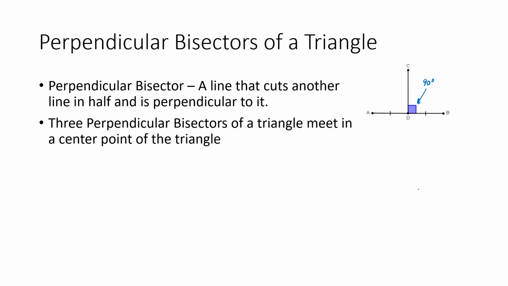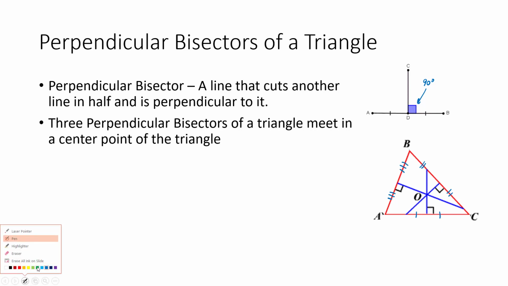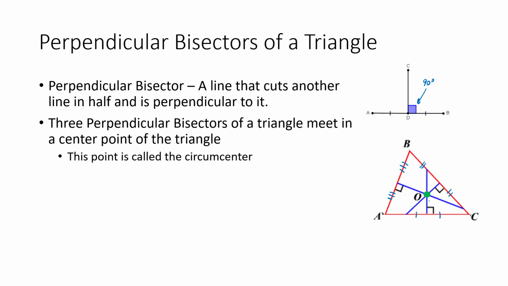And what's interesting is if we take the 3 perpendicular bisectors of a triangle, one for each of the 3 sides, they will meet at a center point of the triangle. So here we have triangle ABC. If we put in the perpendicular bisectors, notice we cut the bottom in half, the side in half, and the other side in half. The 3 perpendicular bisectors will meet at a point in the center of the triangle. That center point is what we call the circumcenter.